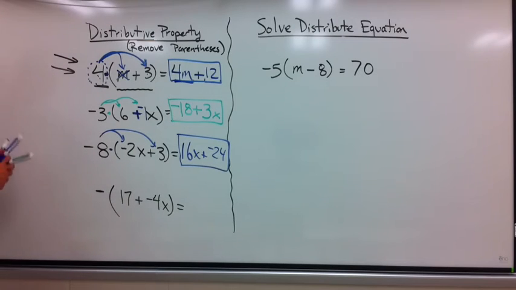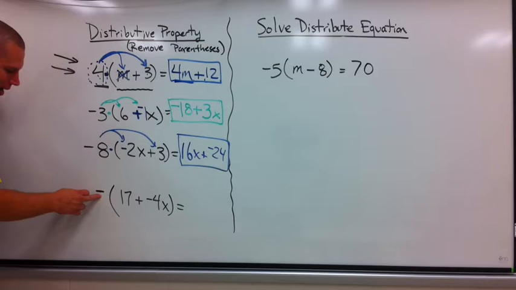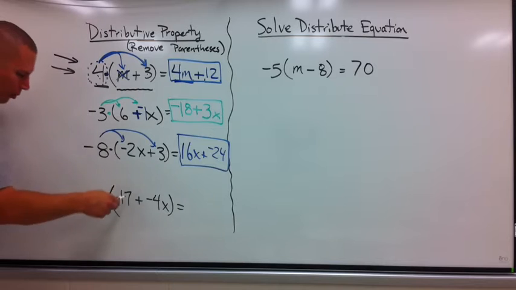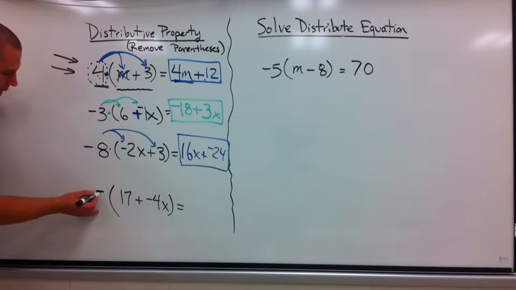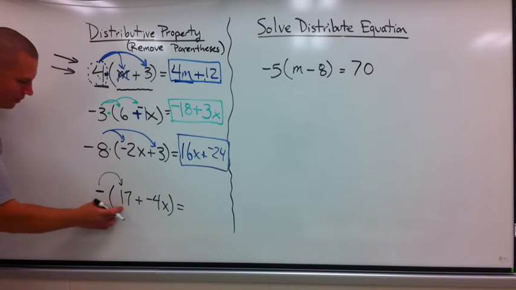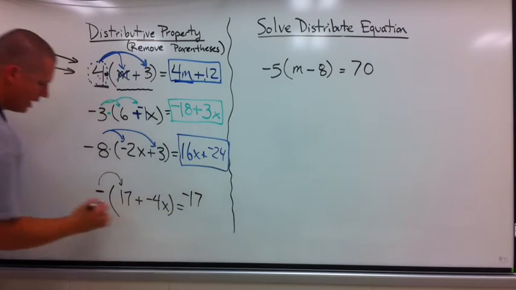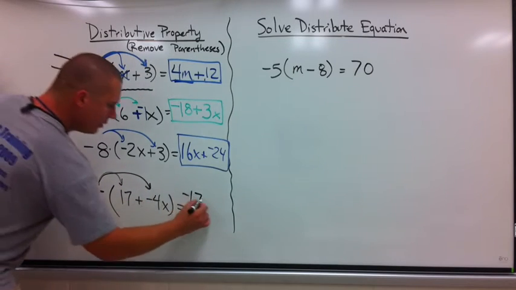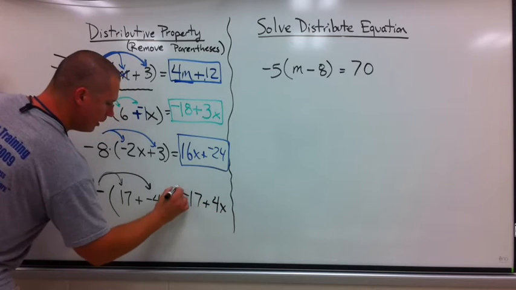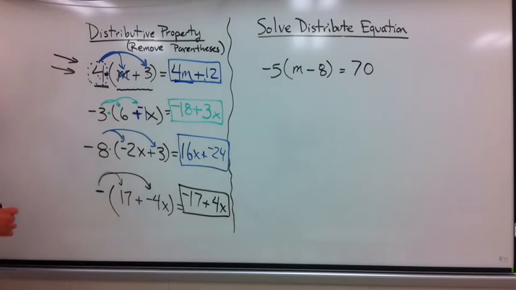Here is the tricky one. What happens if I have an opposite sign out front of the parentheses? Well, the opposite can jump through just like a number can. So the opposite's going to jump through. Take the opposite, jump through. Opposite of 17 is negative 17. Opposite of negative 4x. What is the opposite of negative 4x? 4x. Done. Put a box around it.